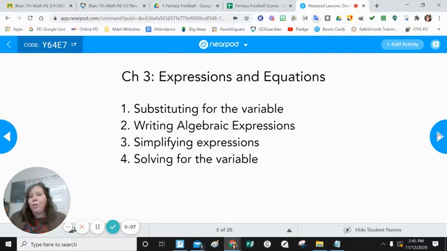So we're starting a new unit called Expressions and Equations. And in this unit, we're going to go over a few different types of topics. We're going to look at substituting for the variable. We're going to look at writing algebraic expressions, how to simplify expressions, so combining like terms, combining down so that we have the fewest number of terms possible in the expression. And we're going to look at solving equations for the variable.